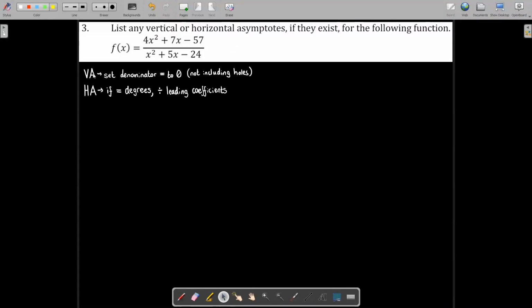The way that we find those is, for the vertical asymptote, we take the denominator and set it equal to 0 and then solve for x. But that's not going to include any holes. Holes are factors that cancel out, and we're going to see that in a sec.